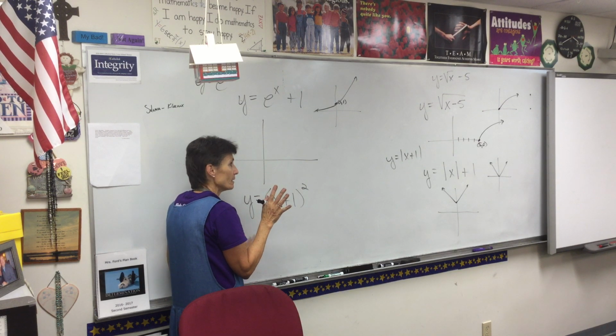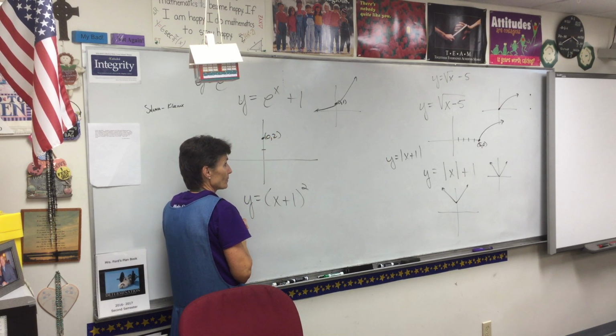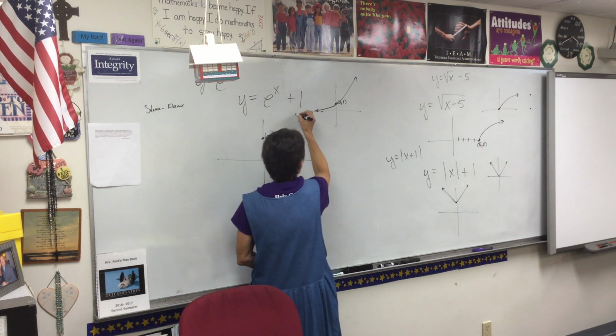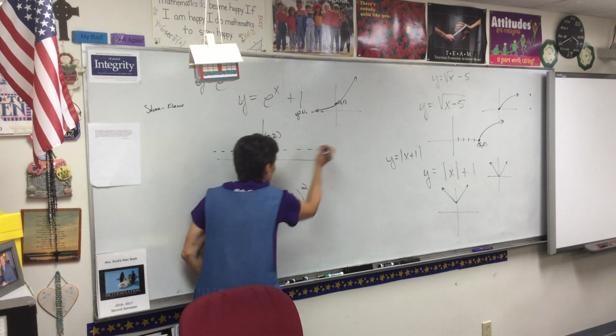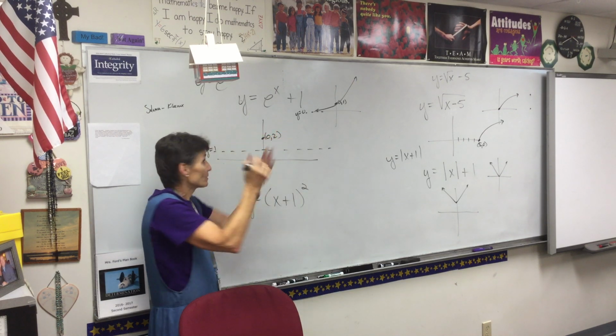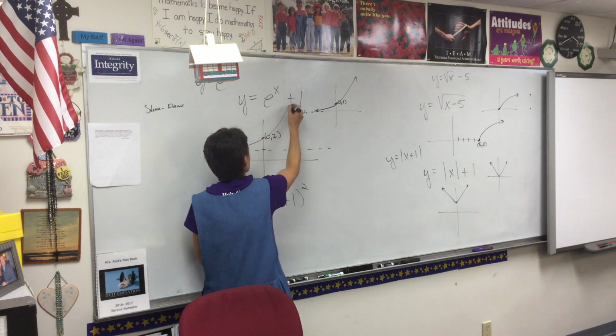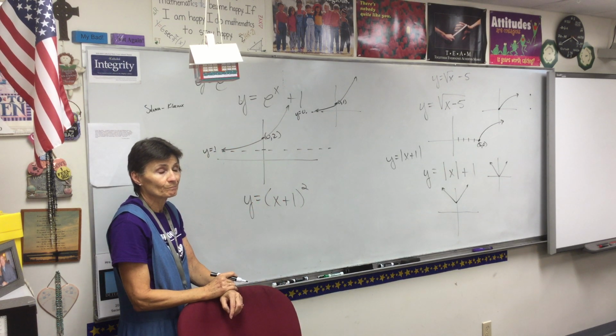Okay, now wait a minute. Then where will that point be? 0, 2. And this was the asymptote, and that was at 0. So now the asymptote is up here at 1, because everything got shifted. And your shape, same shape, it's just lifted up 1 unit.